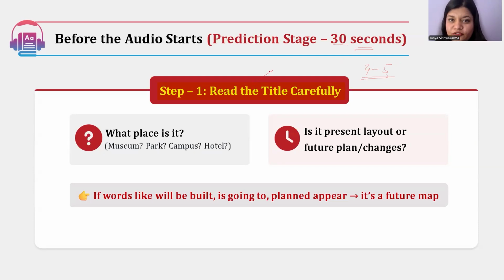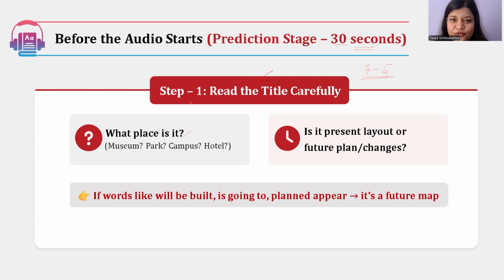So what are you supposed to do exactly? You need to read the title carefully. Now, the title or the questions, or if I'll be very precise, read the map properly. What exactly is the place? Is it a museum, park, campus, hotel? So basically, we've got two kinds of map, indoor and outdoor. Indoor maps are usually of offices, schools, clubs, sports complexes, libraries. Outdoor maps are usually a junction, park, amusement park, zoo, and so on. So here are the two kinds of map that we get.